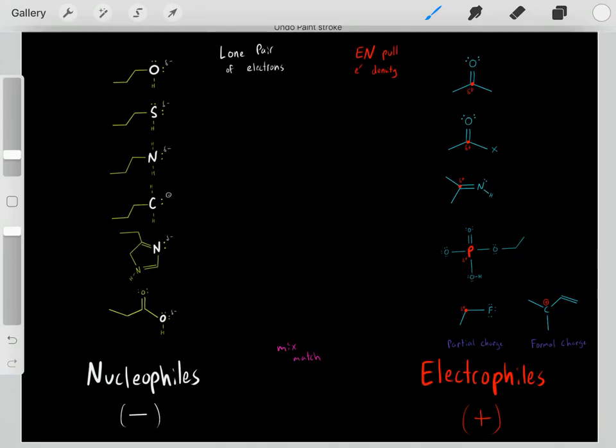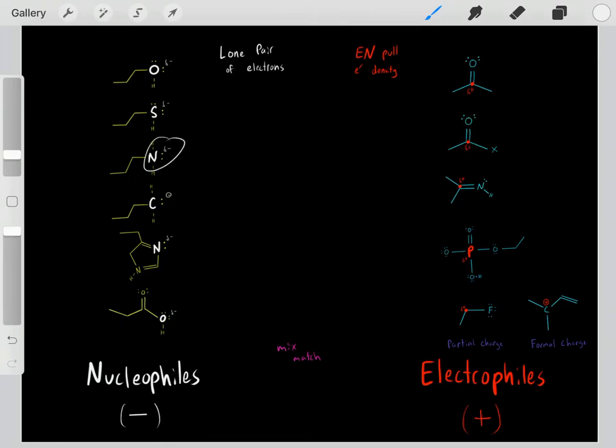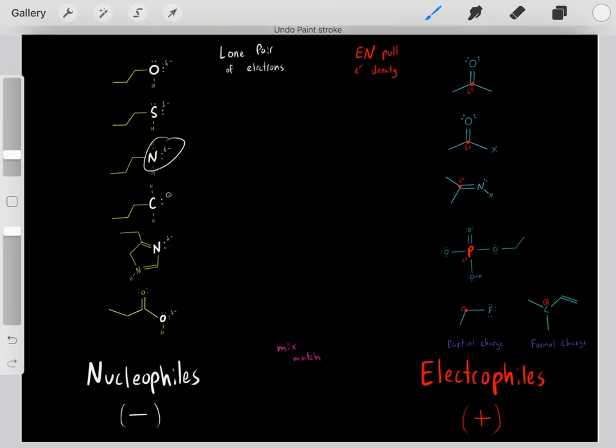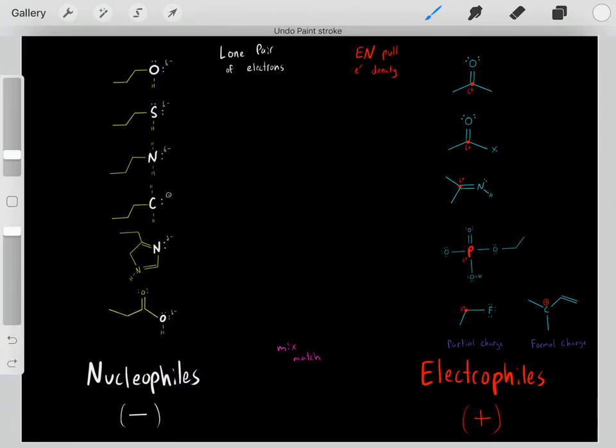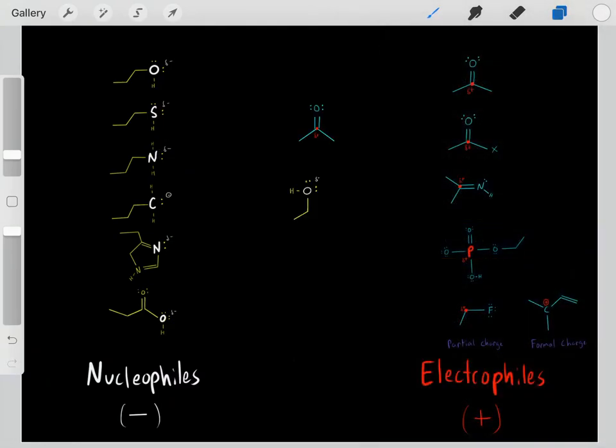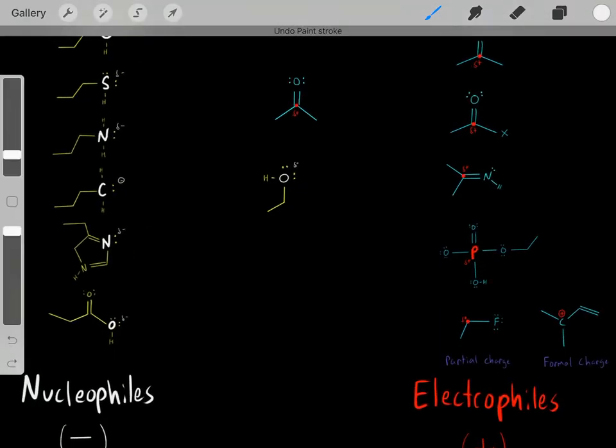For example, maybe this nucleophile reacts with this electrophile, or maybe this nucleophile reacts with this electrophile, etc. Whenever we have localized negative charge and localized positive charge, we can have a reaction. So let's do an example. Let's say we have this nucleophile and this electrophile. We know they can react.